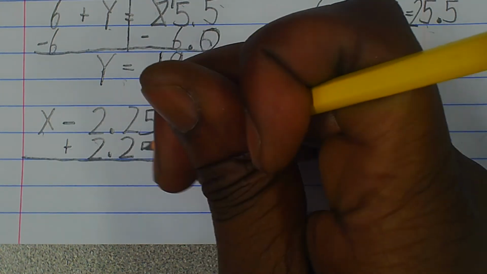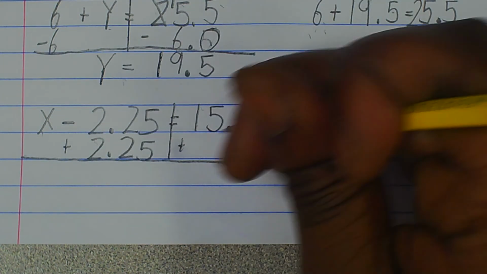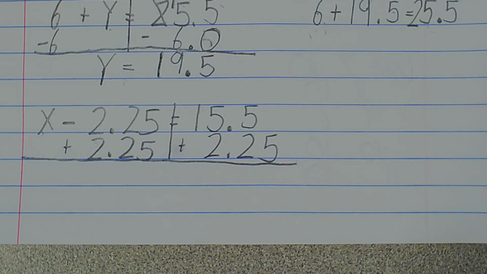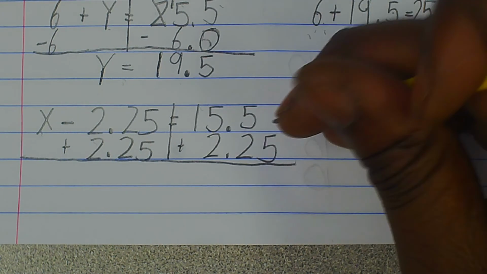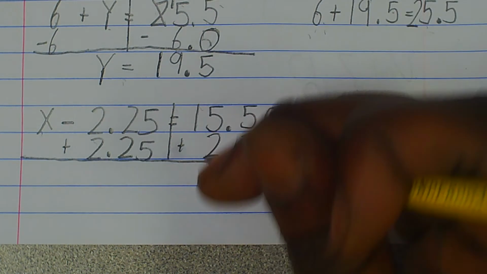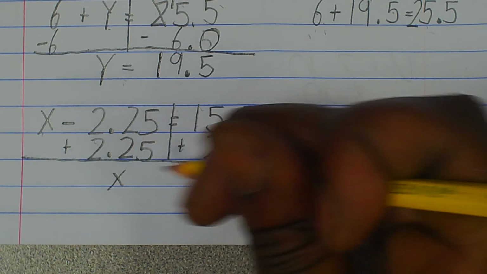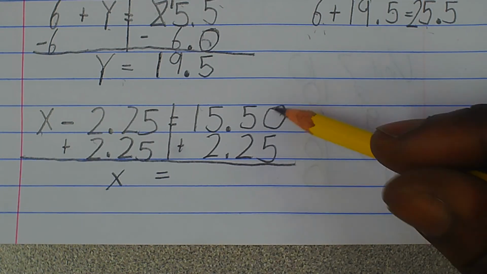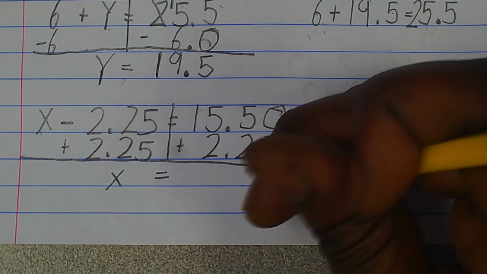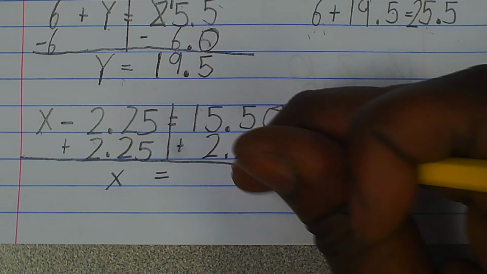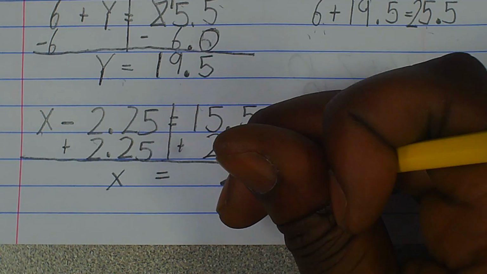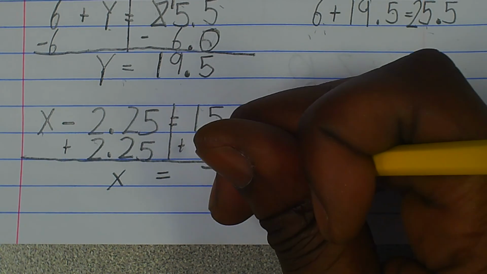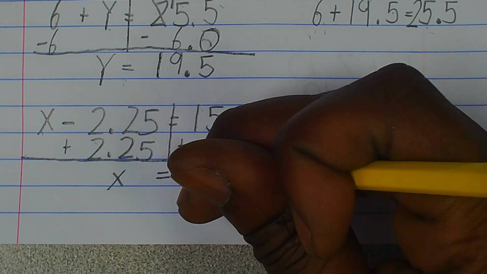2 and 25/100 on both sides. And of course, we're going to add a placeholder 0. So here, we're left with x, and that's going to equal, when we find the sum of these two values, of course, this is 5, this is 7. Bring down your decimal point. This is 7, and this is 1.